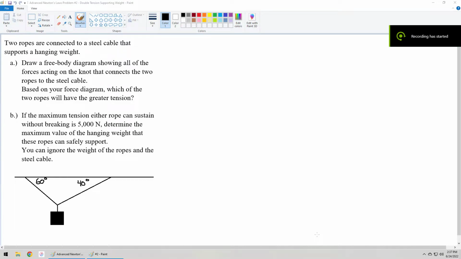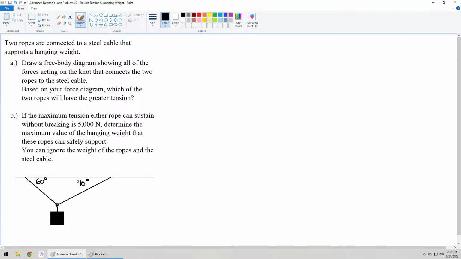Good afternoon, folks. Today I'm working out a problem that involves two ropes that are connected to a steel cable that supports a hanging weight, and I've drawn that all in this picture down near the bottom. The problem asks us, in part A, to draw the free body diagram showing all the forces acting on the knot that connects the two ropes to the steel cable. I'll draw that here as a big black dot. We want to show all the forces that are acting on that knot.